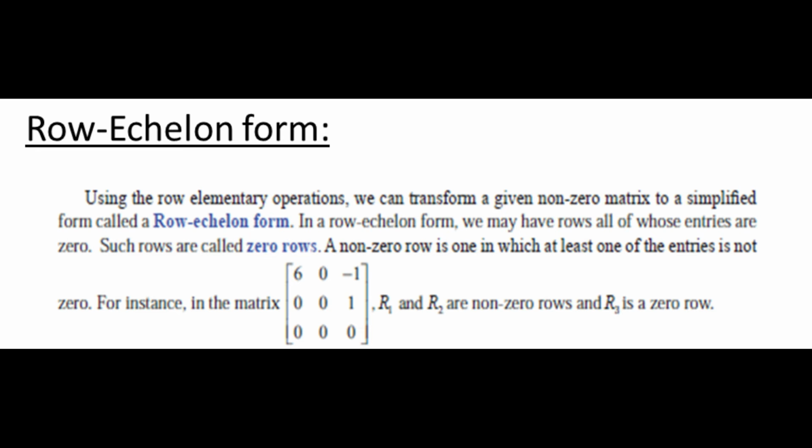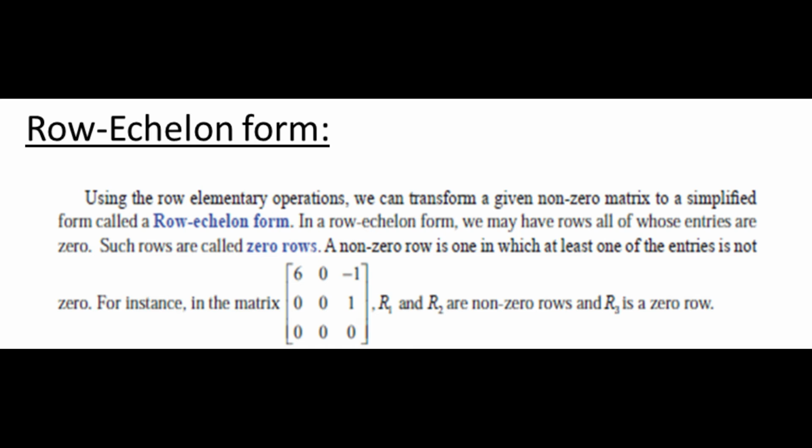Next, let me discuss row echelon form. Using the row elementary transformations, we can transform a given non-zero matrix to a simplified form called a row echelon form. In a row echelon form, we may have rows all of whose entries are zero. Such rows are called zero rows. A non-zero row is one in which at least one of the entries is not zero.